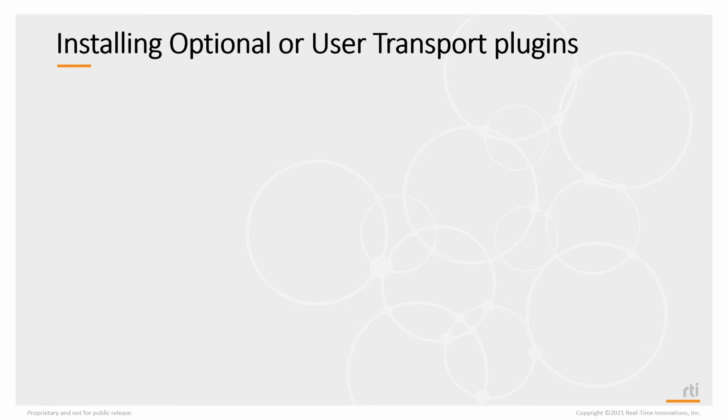Now, for non-built-in transports, if it's not part of the library, you may need to install these transports, or if you built your own transport plugin, okay? And we do have examples on transport plugins that you can get from GitHub. You could follow that example, but usually customers will engage RTI with some extra help, so we can help you build a transport for what you need.